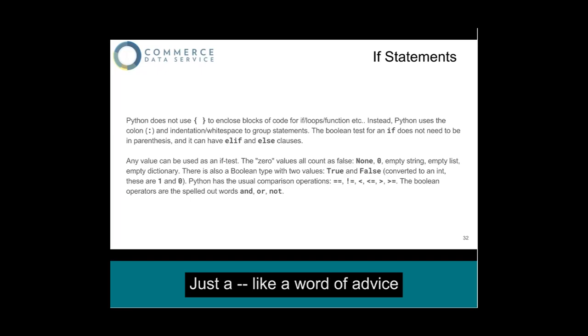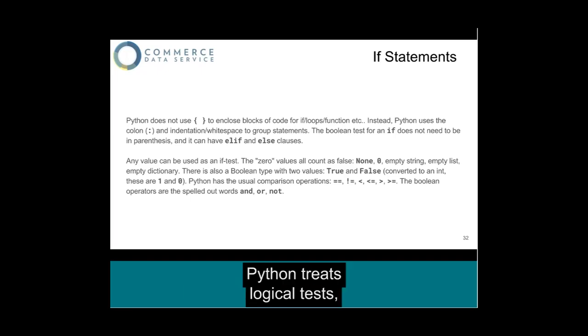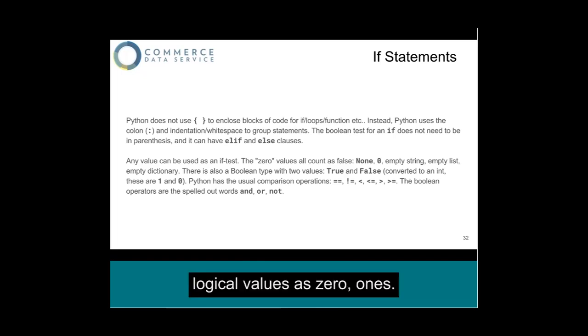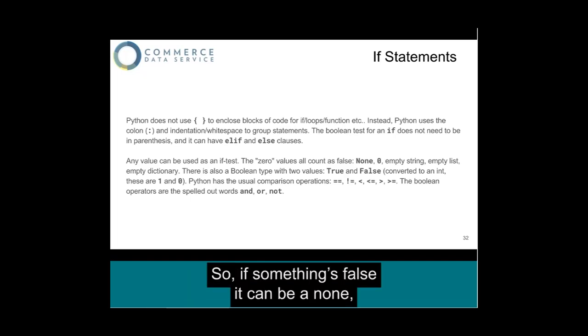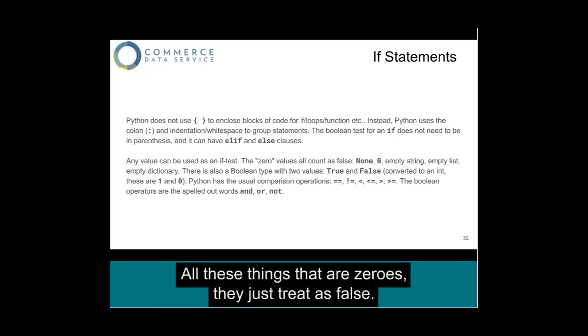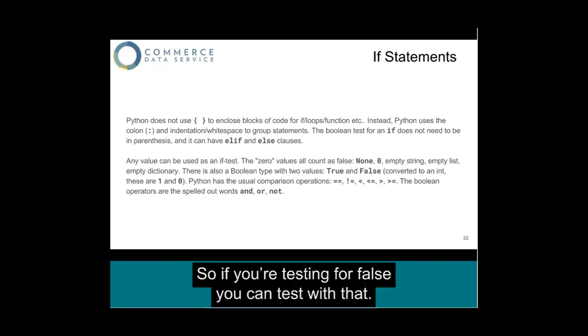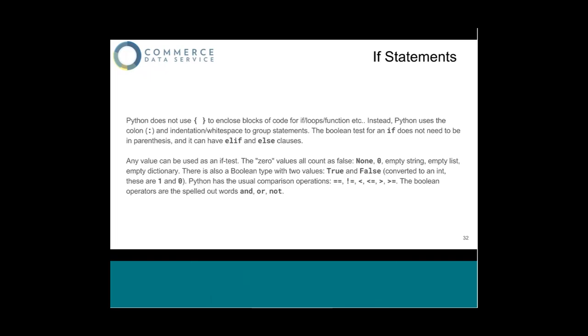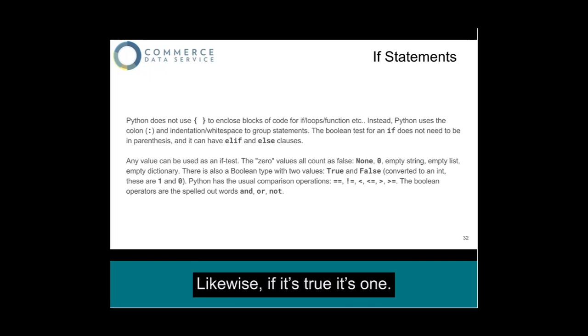Just a word of advice: generally, Python treats logical values as 0s and 1s. If something's false, it can be a None, a 0, an empty string, an empty list, an empty dictionary. All these things that are zeros, Python just treats as false. So if you're testing for false, you can test for that. Likewise, if it's true, it's 1.